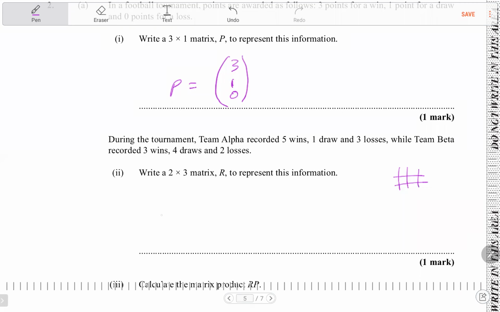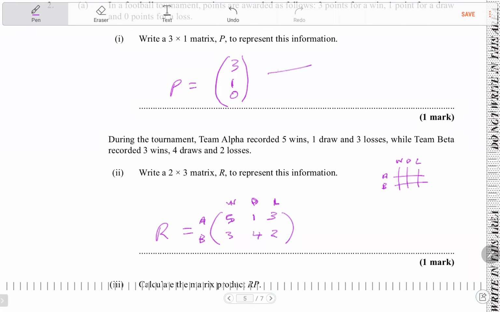All right, I'm putting in the values. The first row is going to be for A, this one is for B, and the columns are for the wins, the draws, and the losses. Because it's 2 teams, it's 2 rows, and 3 results, so those are your columns. So your result matrix is 2 rows, 3 columns. This row is for A, this row is for B. This is for your wins, this is for your draws, this is for your losses. So it's going to be 5, 1, 3 for A, and 3, 4, 2 for B. That's R, the results.